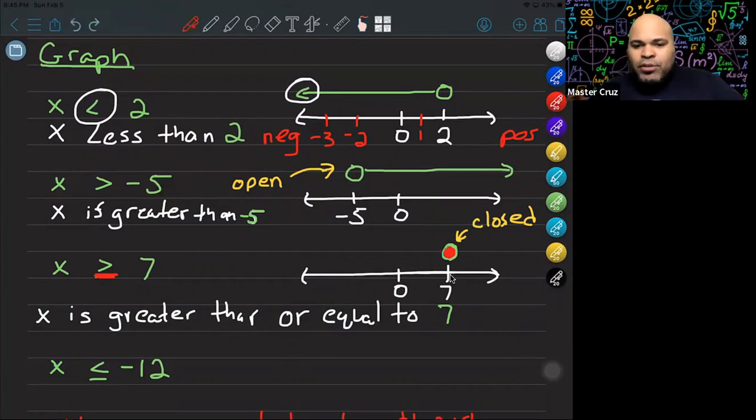And now that we have the circle filled in, which way do we graph? Do we go to the left or do we go to the right? Well, where are the numbers that are greater than 7 on the inequality? They're to the right of 7. So we're going to go to the right. And that's how you graph that.